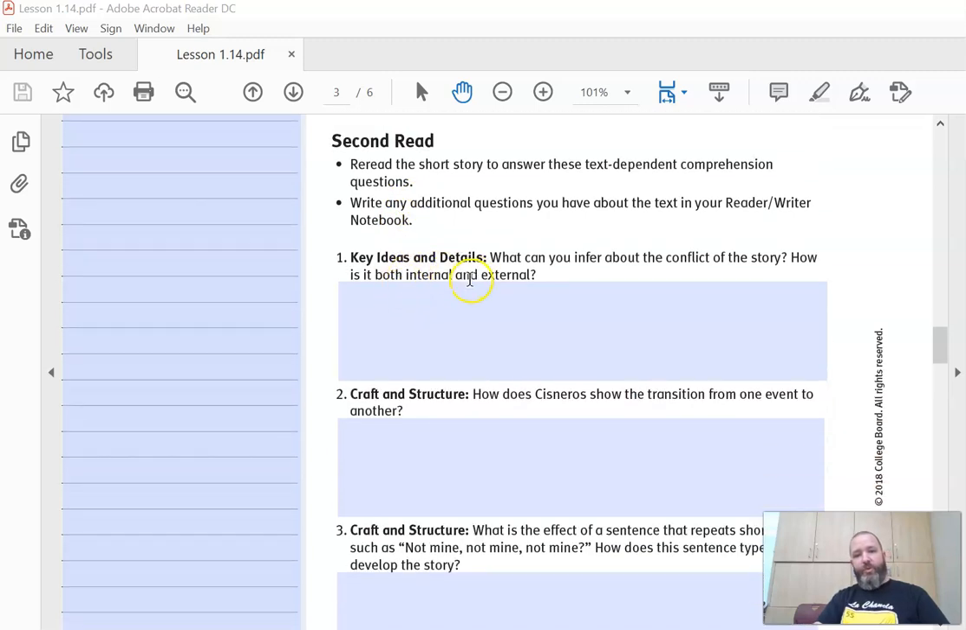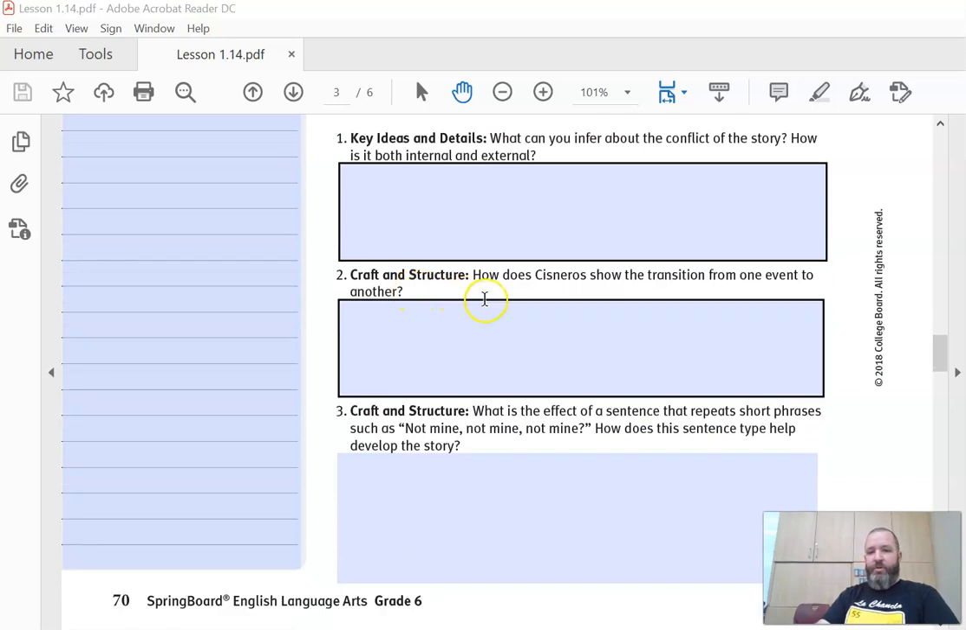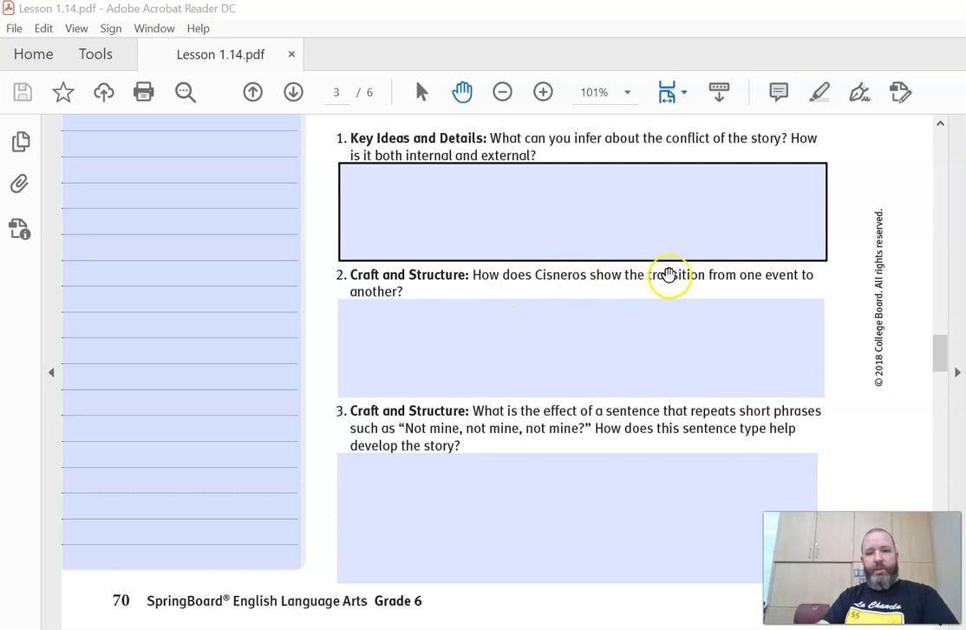So question number 1 says, what can you infer? Remember, inference is that educated guess using context clues and details. What can you infer about the conflict of the story? How is it both internal and external? So how is this main conflict both an internal problem and an external problem? Number 2, how does Cisneros show the transition from one event to another? So remember those transition words, you're going to be looking for something maybe like next or also, then. Look for the time frame of this story as it goes through all the different pieces.